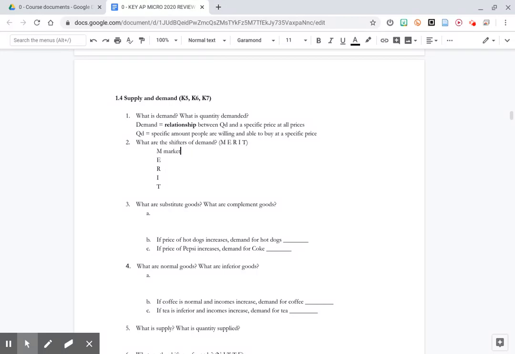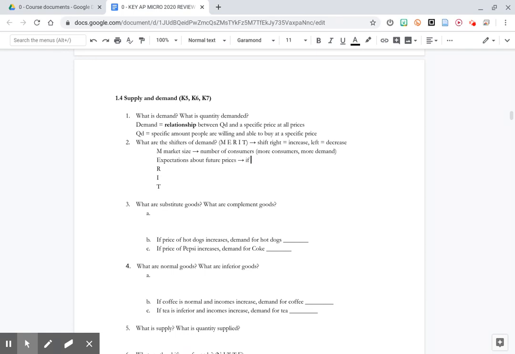So the first is market size. If there's a change in the number of consumers, that would affect demand. And obviously more consumers, more demand. And that's to the right. So if we have a shift, it might be a good idea to put here, shift right equals increase, left equals a decrease.